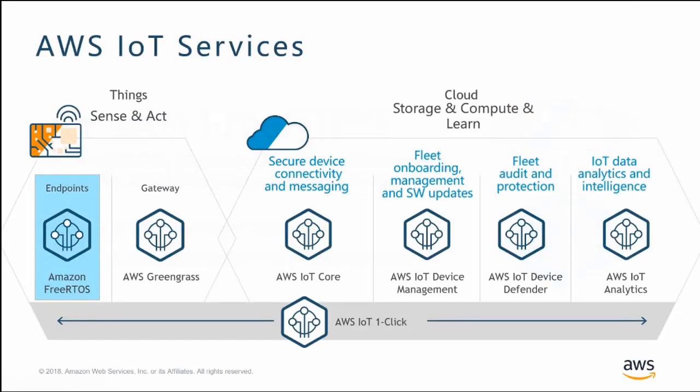So before we dive into some of the details, I just want to set a little bit of context for the discussion today. AWS IoT launched a little over 2 years ago, and that consisted of AWS IoT Core, which is a secure device connectivity and messaging platform. Since then, we've launched AWS Greengrass, which is our edge compute solution. We've also added several features in the cloud, including fleet onboarding and management, software updates. And that falls under the umbrella of AWS IoT Device Management.